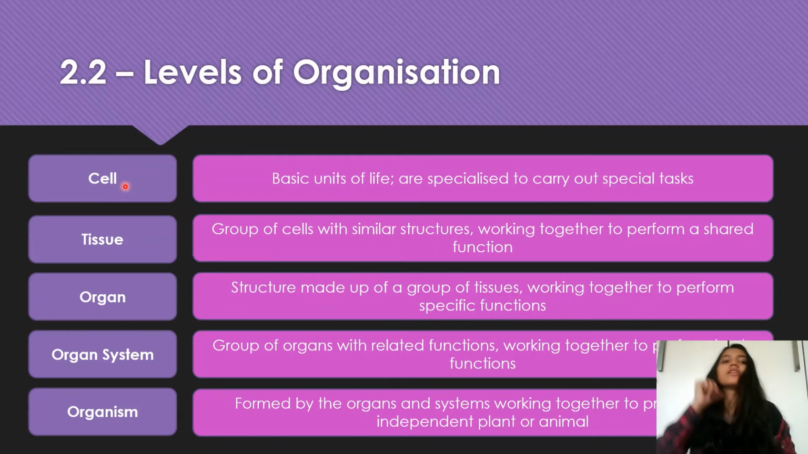Okay. Then you have an organ, which is a structure made up of a group of tissues that work together to perform specific functions. Then you have an organ system, which is a group of organs with related functions working together to perform body functions. You don't really need to know the definition of an organism, but it's put here. It's formed by organs and systems working together to enable an independent animal or plant to function and carry out daily activities and tasks. You don't really need to know it, but this is just for reference.